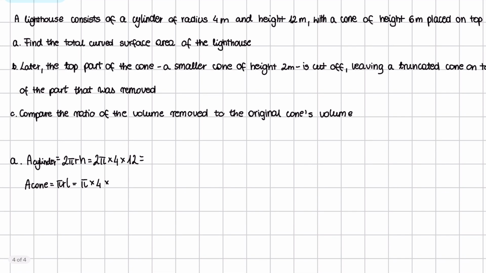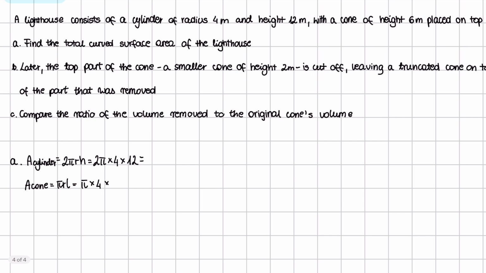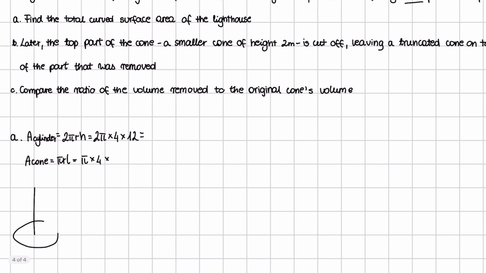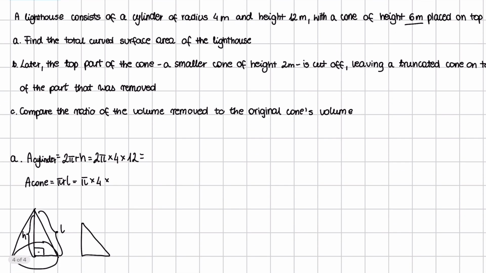And here we have a problem because we are not given slant height, so we have to calculate it because we cannot substitute just height, because in a cone we have something like this. This is our height, and this is our slant height. And as you can observe, this forms a right angled triangle. So we're given our height, so 6 meters.